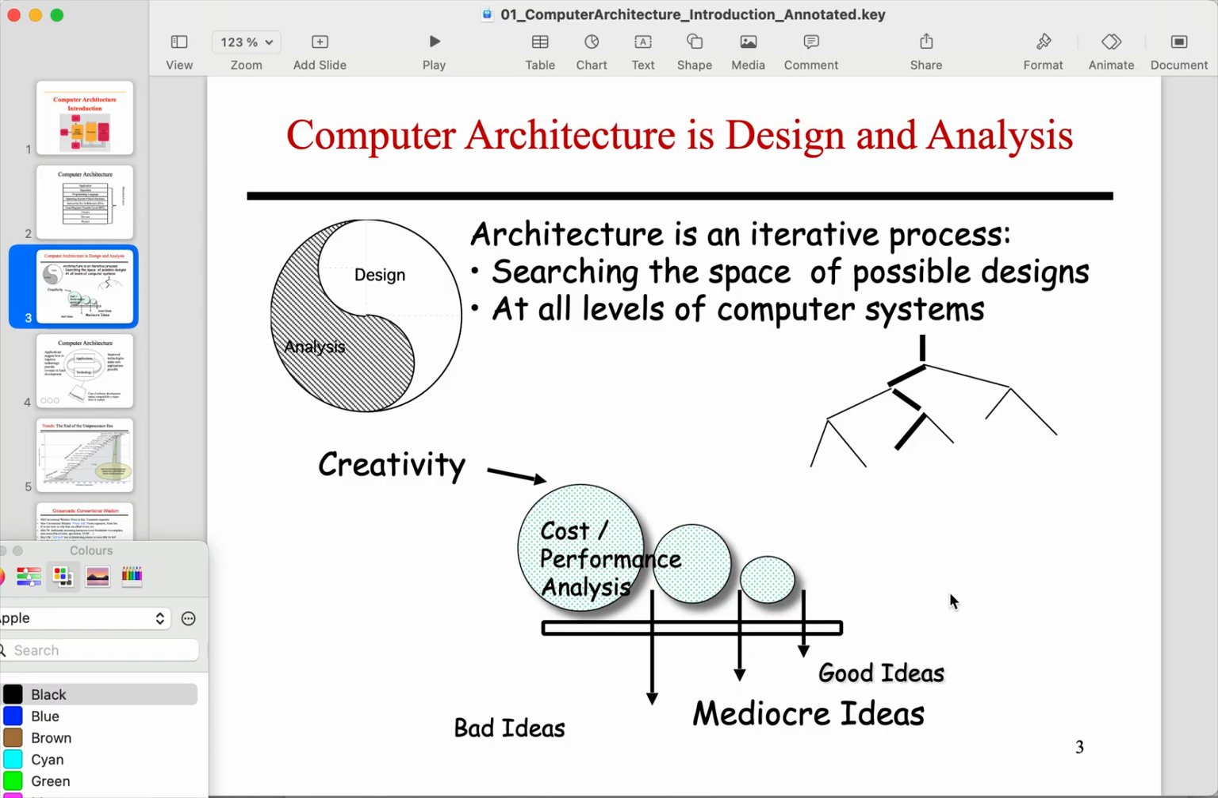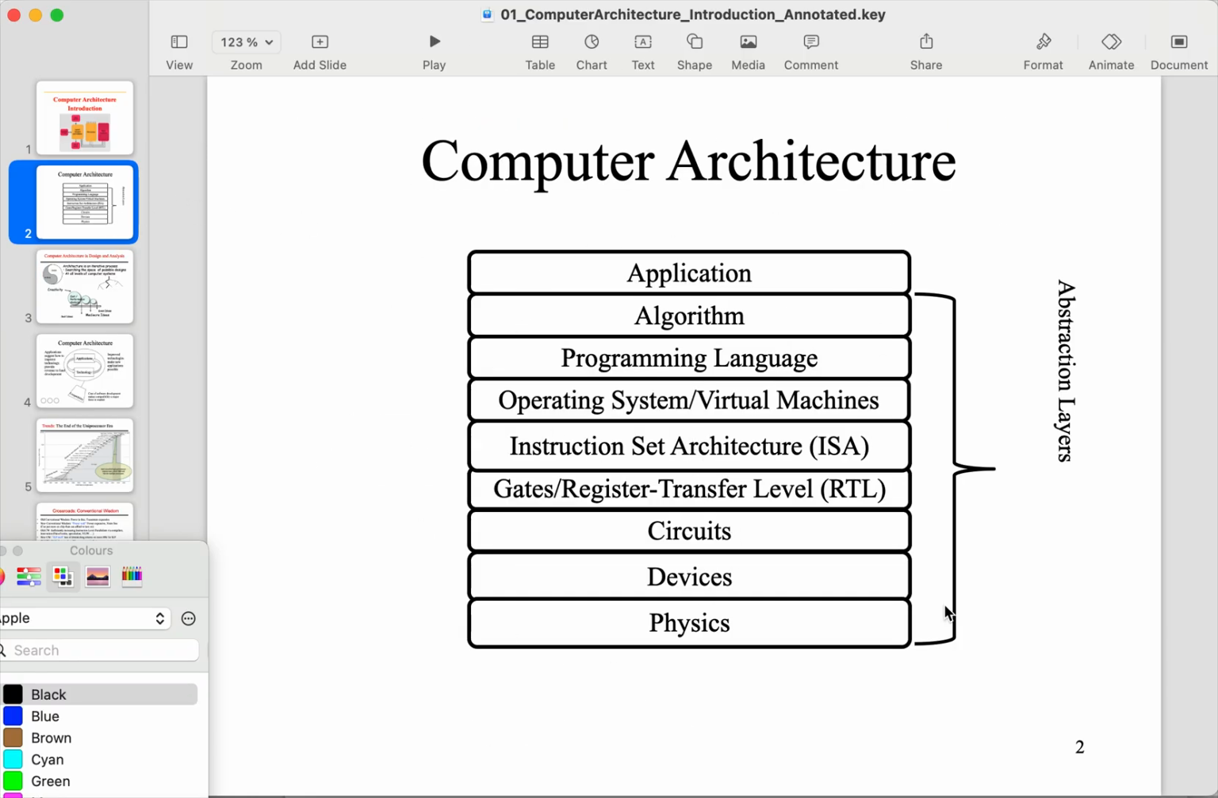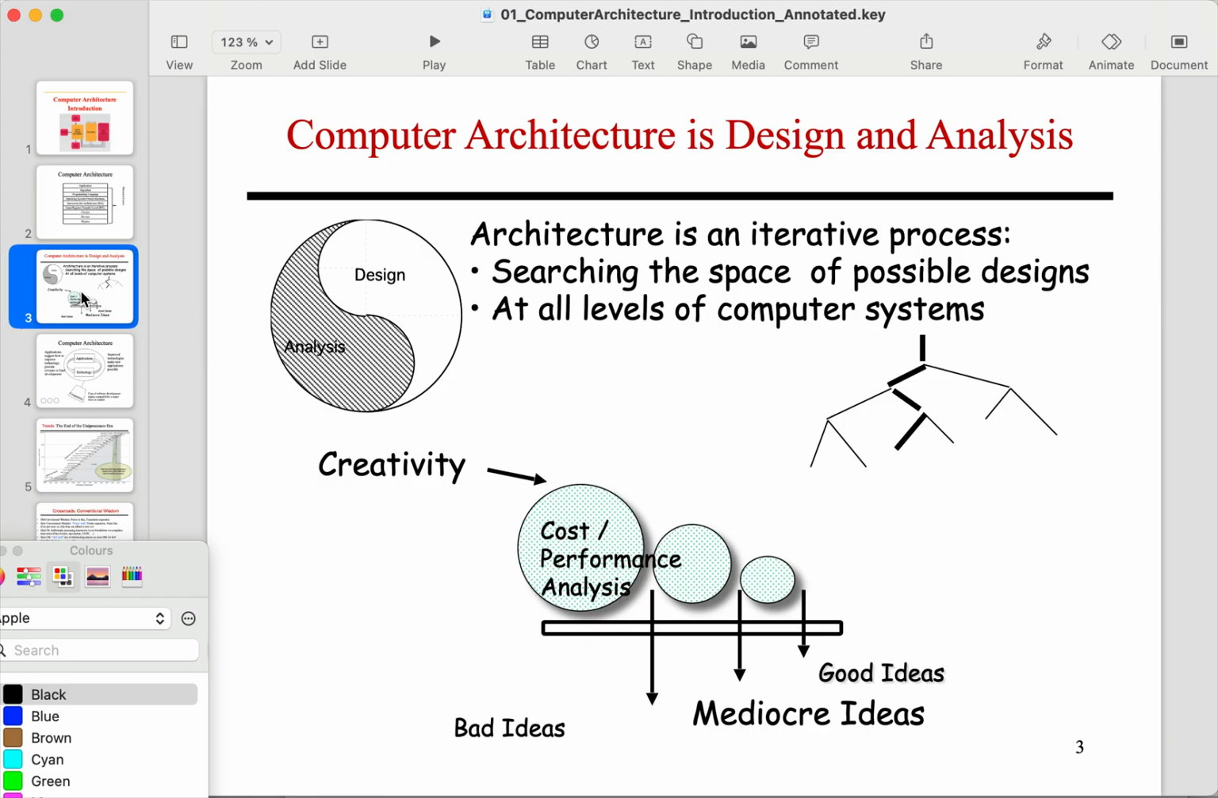Architecture. If we are going to be designing, let's say we want to design a new computer with a new architecture, with a new operating system, with new applications running on it, with new algorithms. How are we going to proceed with this?